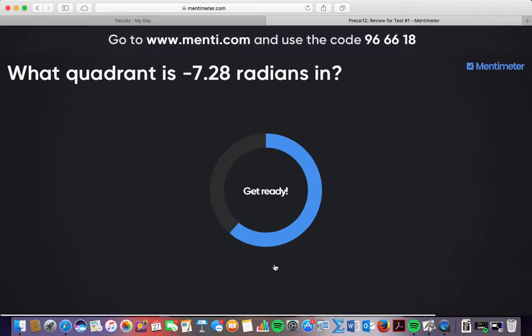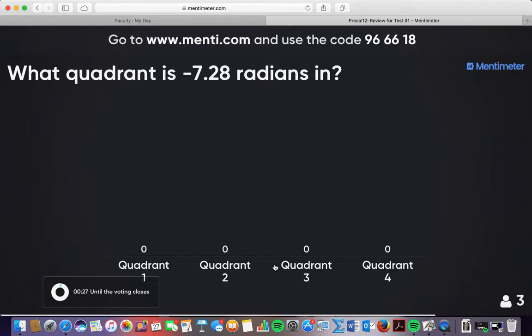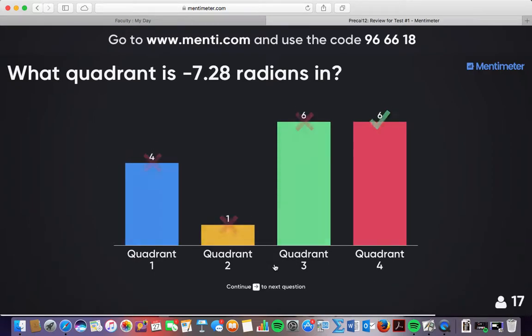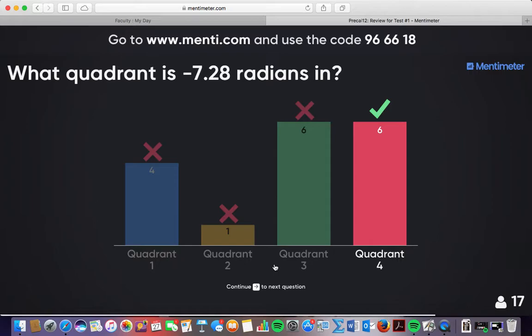Next one, what quadrant is negative 7.28 radians in? You might have to do this quick. Go. You got 30 seconds. What quadrant is negative 7.28 radians in? All right, everyone's voted? The answer? Oh, man. All over. It was quadrant 4. We're going to hit that one again. That one's a little bit tough, especially it's quick there, okay?